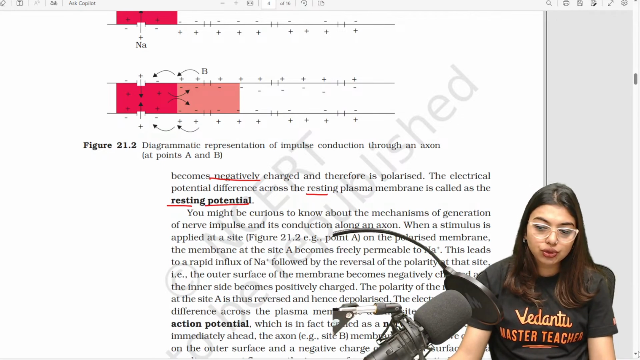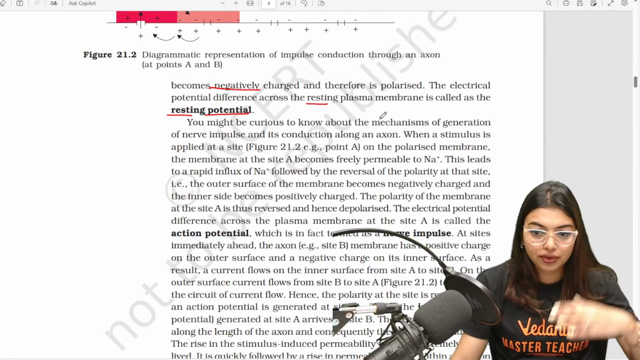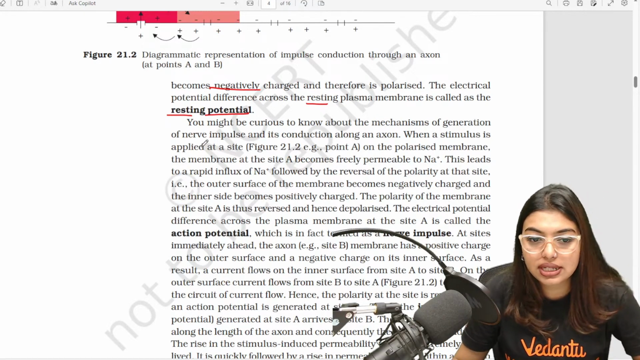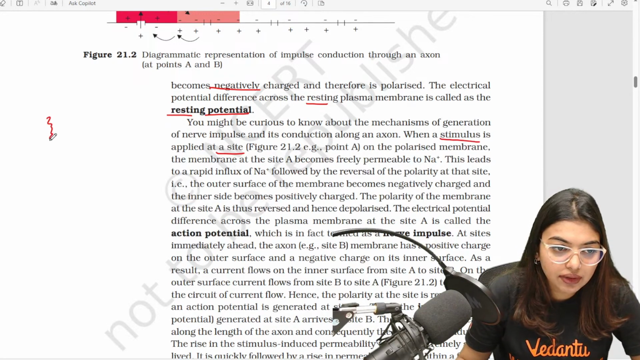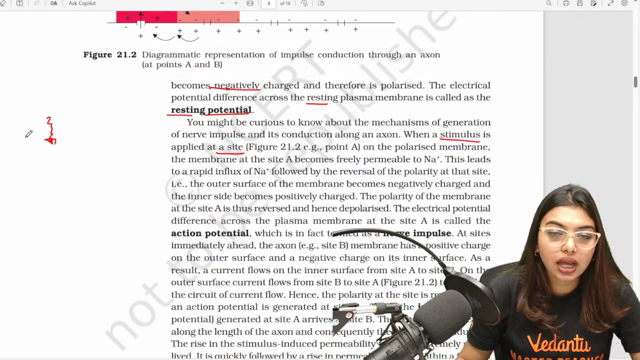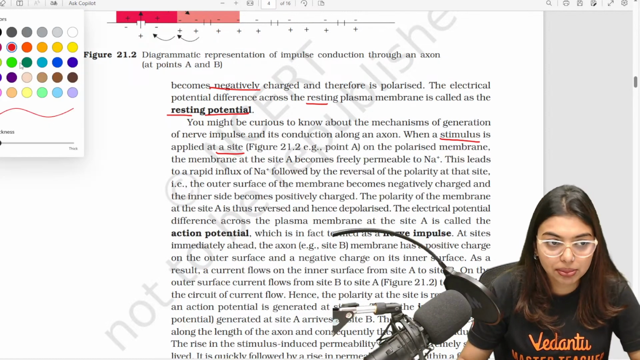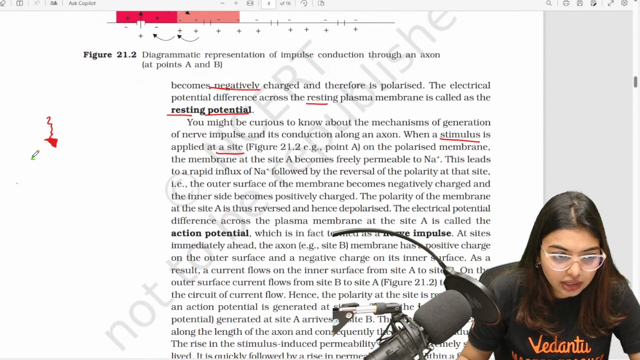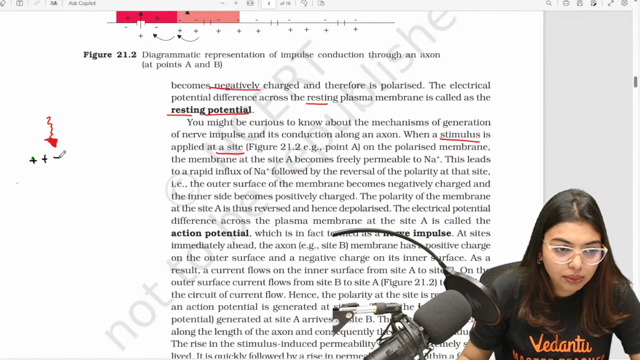You might be curious to know the mechanism of generation of nerve impulse and its conduction along the axon. So from here you have to listen carefully. When a stimulus is applied to a site, let's say in one site stimulus has come, that is Praveen touched a hot object and Praveen's hand might burn. So that time an impulse has come. So normally how it is in resting potential, no? So this is how the sign is going to be positive, positive, positive, positive, positive, positive. Inside it's going to be negative, negative, negative, negative, negative.